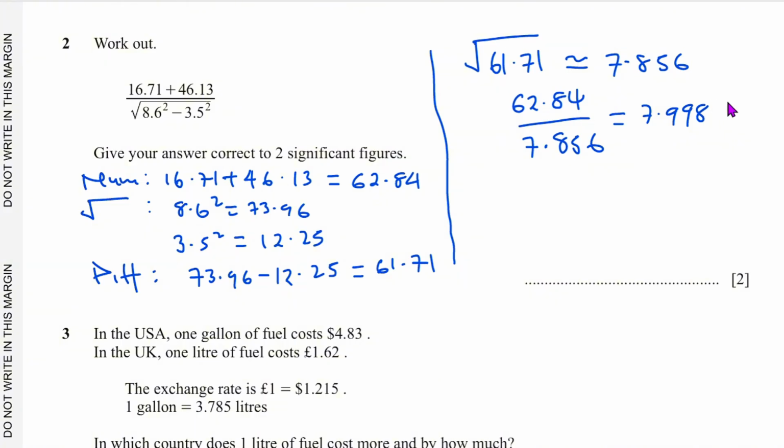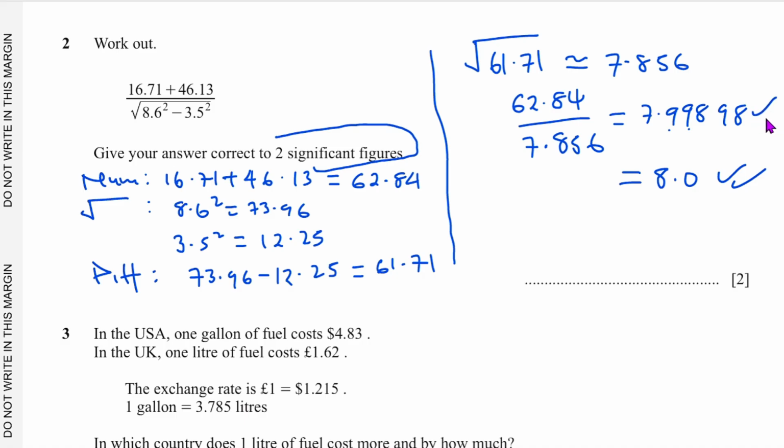So that is 7.99898. But remember, the instruction was that we have to leave the answer correct to two significant figures. So we just round it off. We look at the 9, then we're going to have approximately 8.0. Remember, you have to write it to the required number of significant figures.